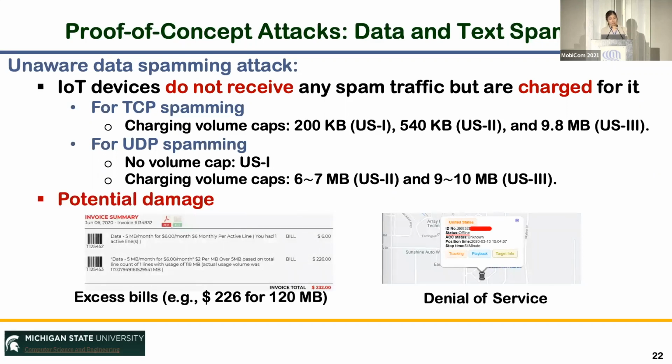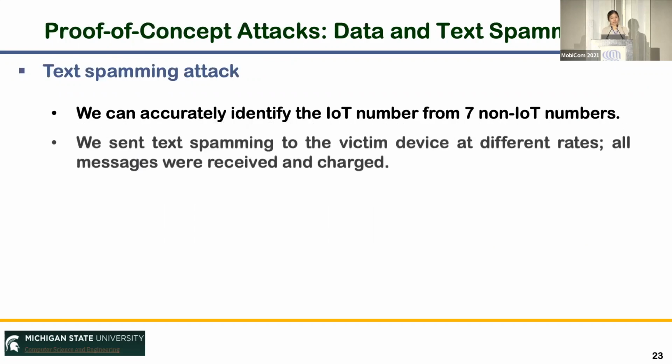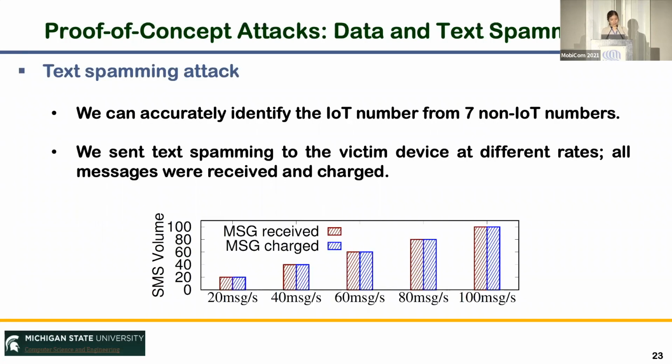So the IoT data spamming attack can lead to two kinds of damage to the IoT users: excess bills and denial of IoT service. We next devised an IoT text spamming attack based on V3, 4, and 5. We can accurately identify the IoT numbers from 7 non-IoT ones. We sent the text spamming to the victim device at different rates, and all messages were received and charged. US2 charges IoT users 5 cents per text, which means the adversary may increase the victim's monthly bill by $5 per second if auto-renew is enabled.